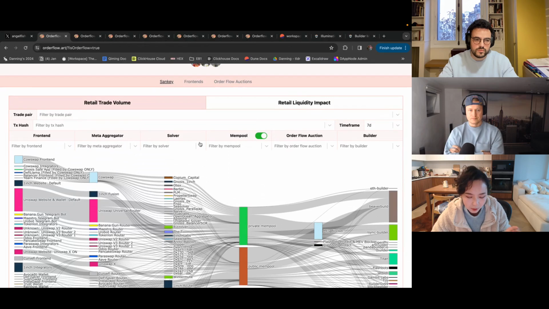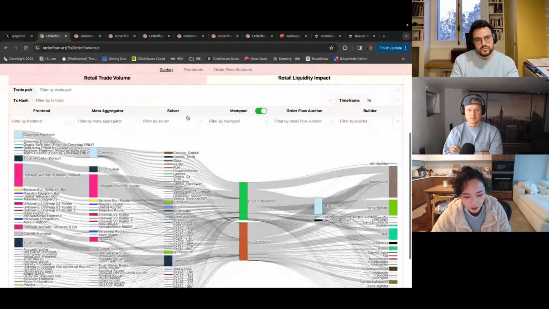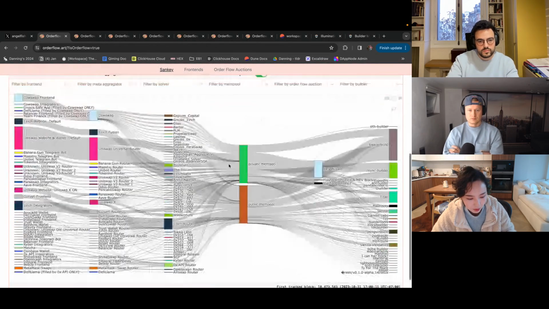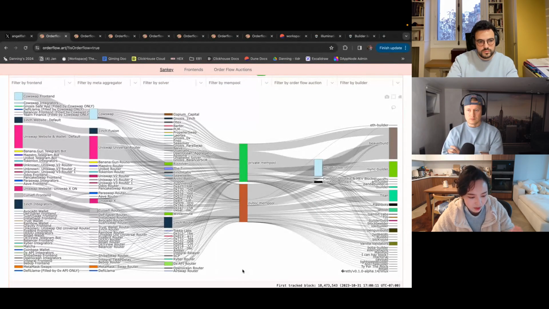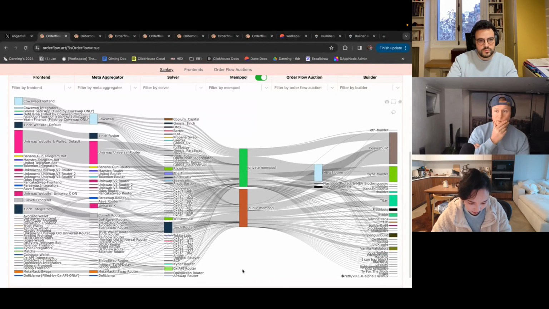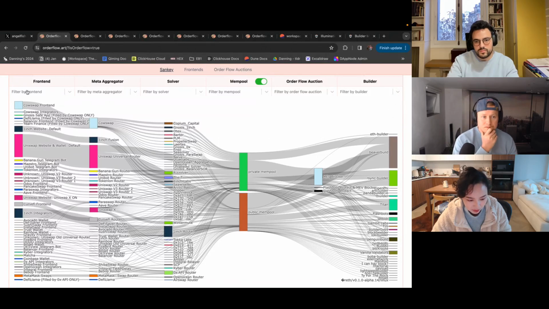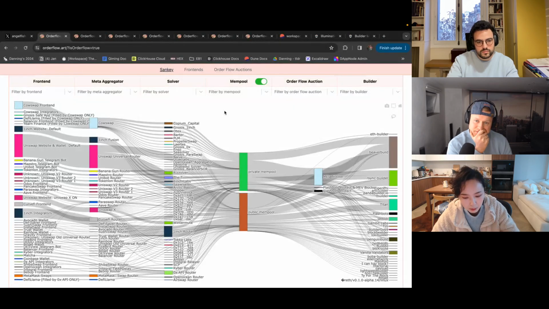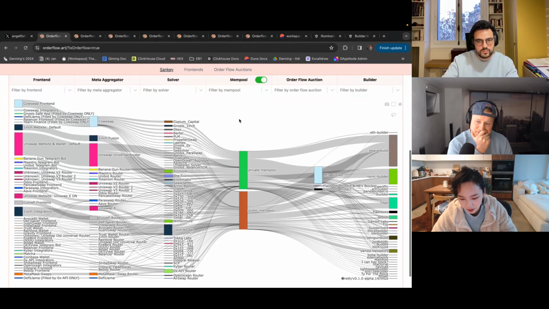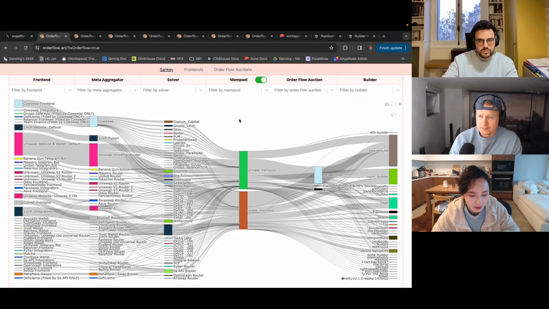One view is how to measure the retail demand or traffic from the front end side. With this version, we have a few components: front end, meta aggregators, solver, and how the order went to the public mempool or private mempool, whether the user's order got into an order flow auction or not, and to which builder it landed on chain. I know there's so much jargon, so feel free to stop me anytime.